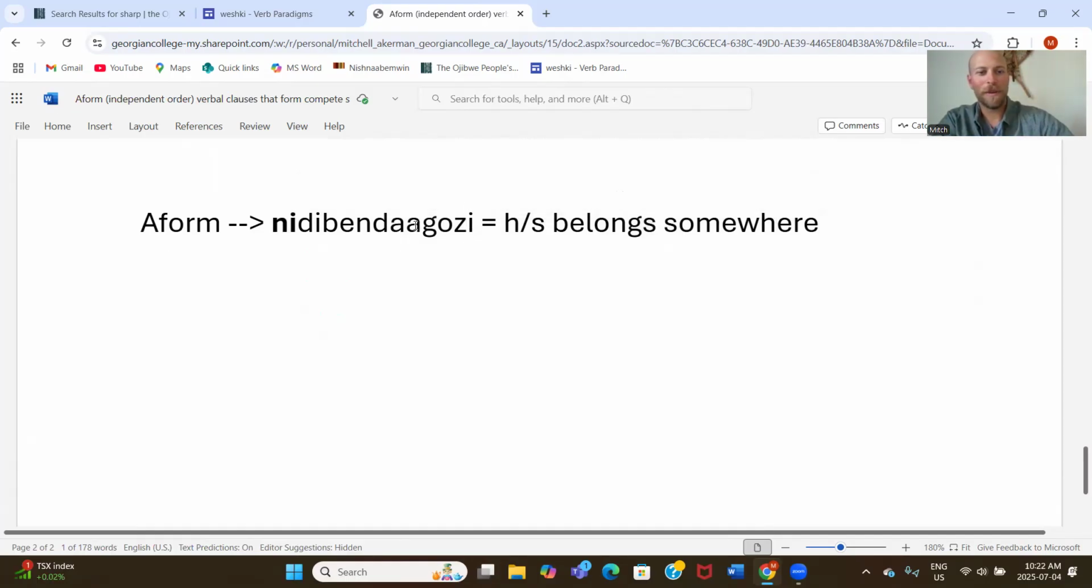And then at the end, we have to remember this is a VAI that ends in a short vowel. So you delete it when it's me who does it. Nidbandogus or Indibandogus. Most people probably say that, Indibandogus. So there's that. And then we end up with I belong somewhere, right? So I can change that here to I belong somewhere.